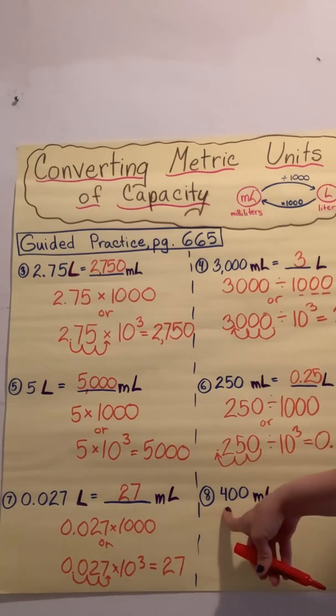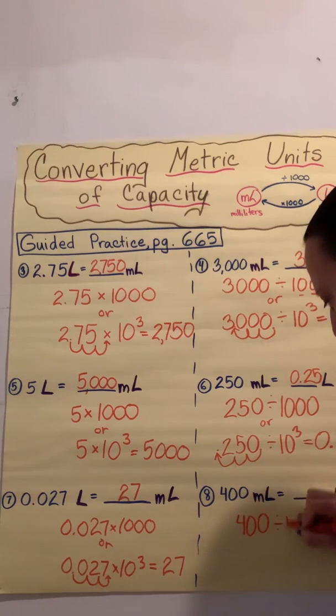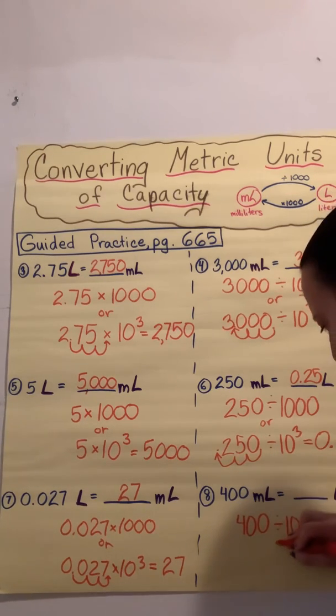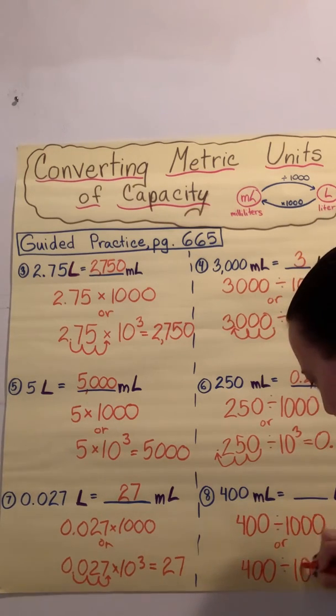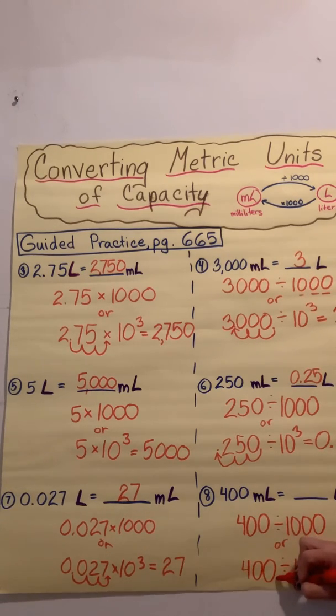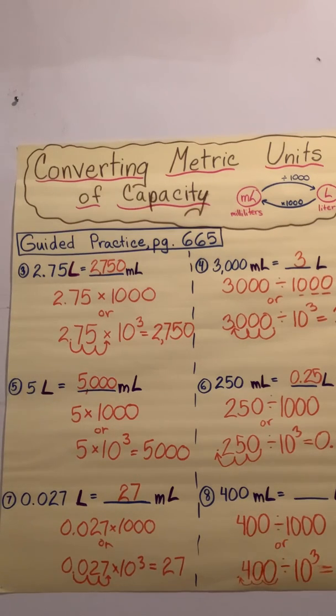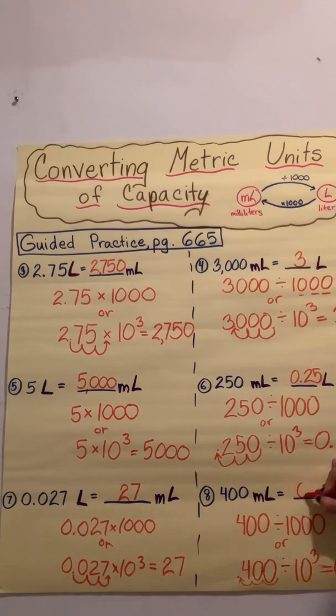Next, I have 400 milliliters, changing it into liters by dividing it by 1,000, or I could say I'm doing 400 divided by 10 to the third power. Again, my decimal point is at the end, and I'm going to move it 3 places to the left, 1, 2, 3. It's going to end up right in front of the 4. So I know I put the 0.4. I have those 2 zeros. I don't really need them. So I'm just going to call this 0.4 liters.